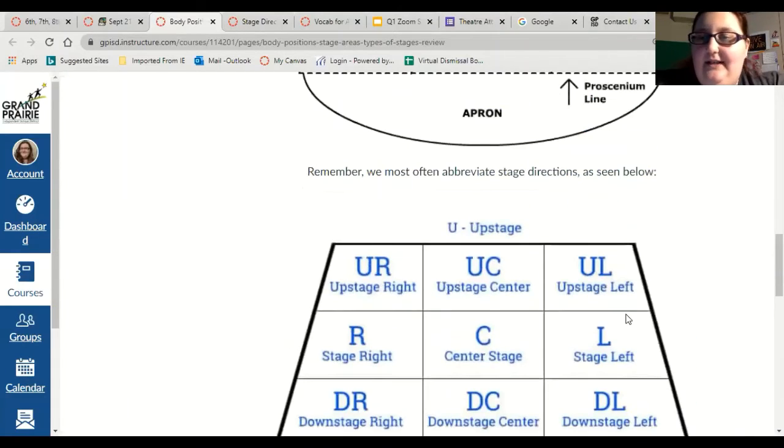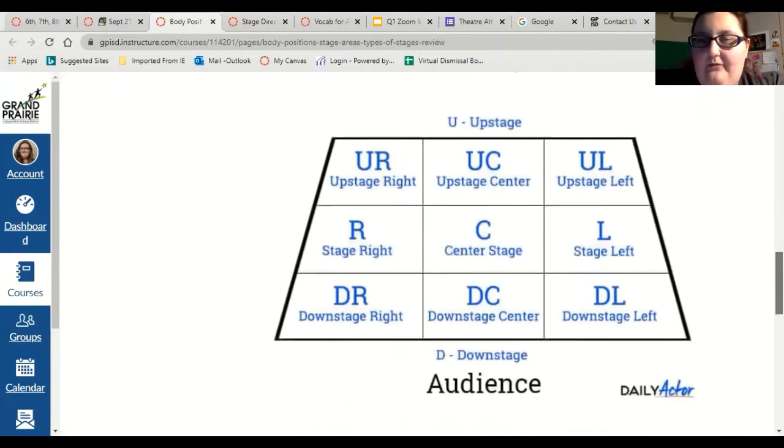Now, these are the letters that we were using a moment ago. These are the abbreviations. Sometimes it says USR or DSR or SR. That's just the S is for stage.